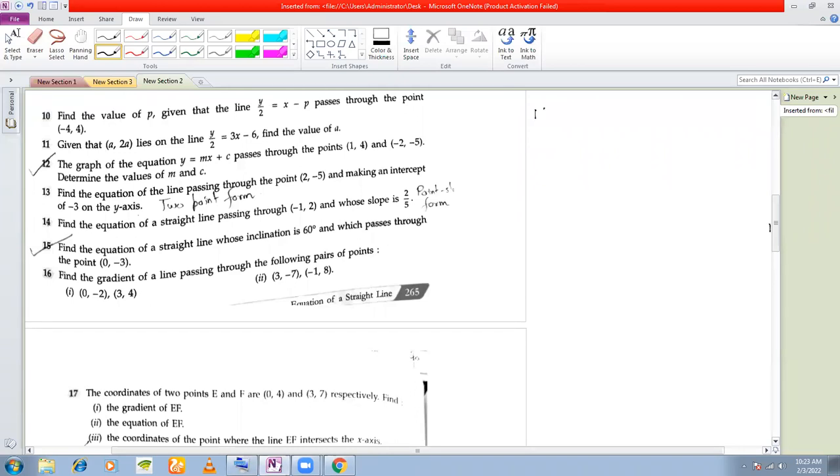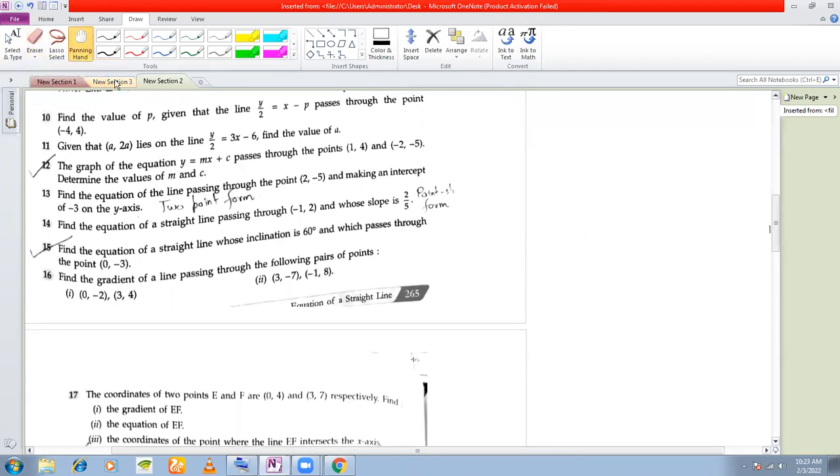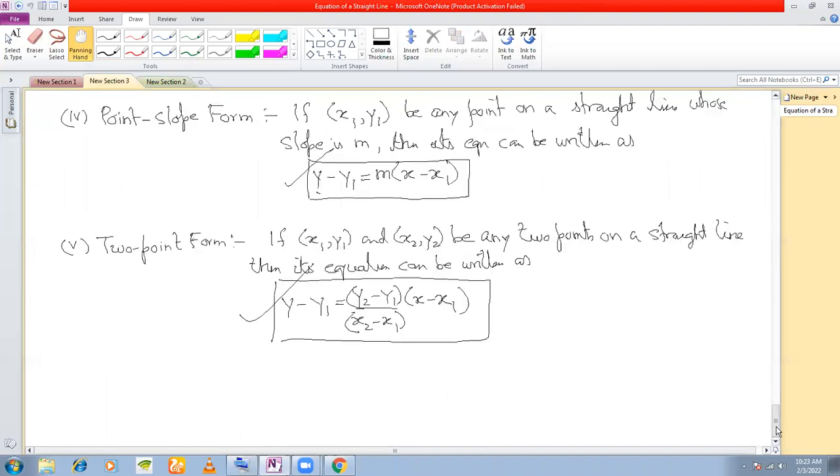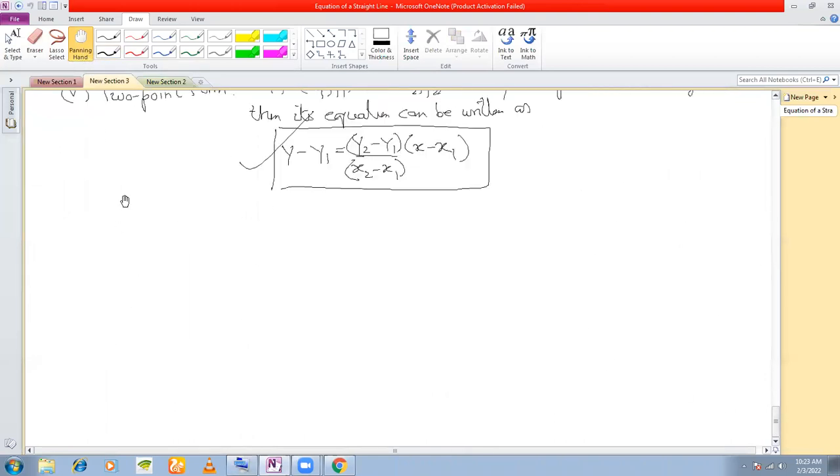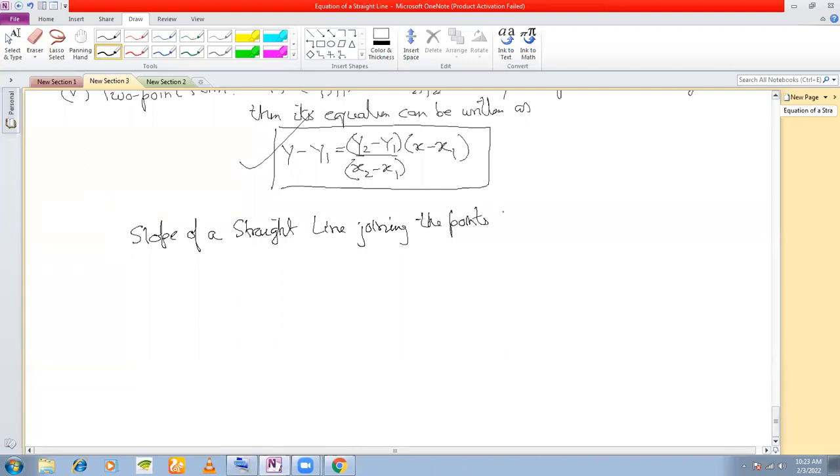Now, before attempting number 16, I would like you to know a result. Okay, and the result is the slope of a straight line. I forgot to discuss this in the beginning. You can include it in this part here. Slope of a straight line joining the points (x1, y1) and (x2, y2).